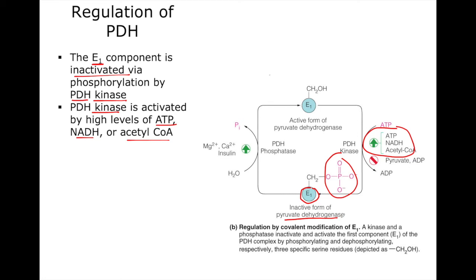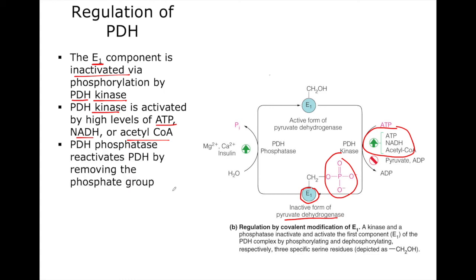So again, be sure you keep that straight. It can be a little tricky. So when the kinase is activated by a high energy state in the cell, it will turn off the pyruvate dehydrogenase complex and therefore shut off the citric acid cycle.